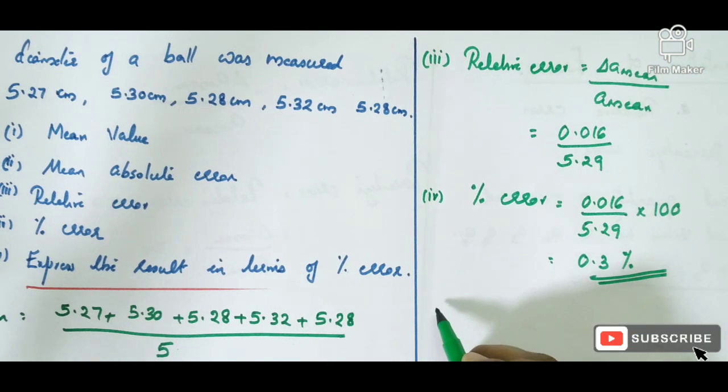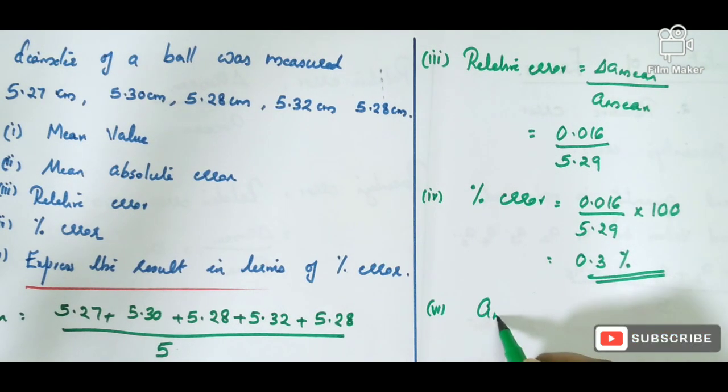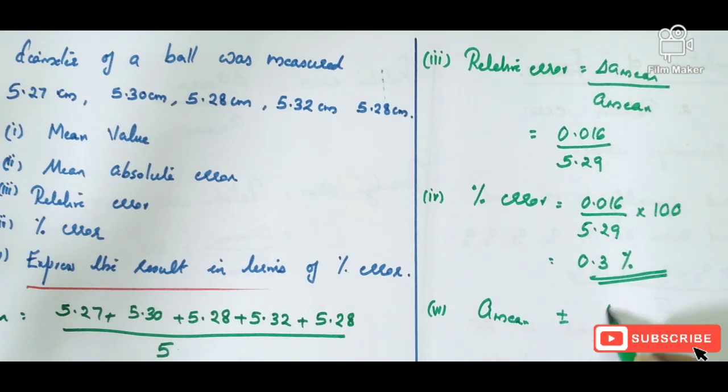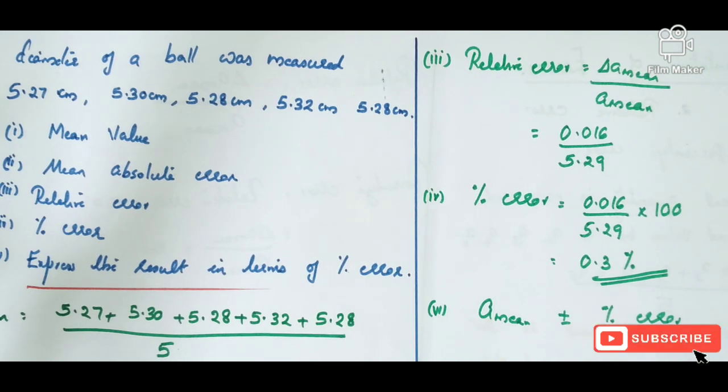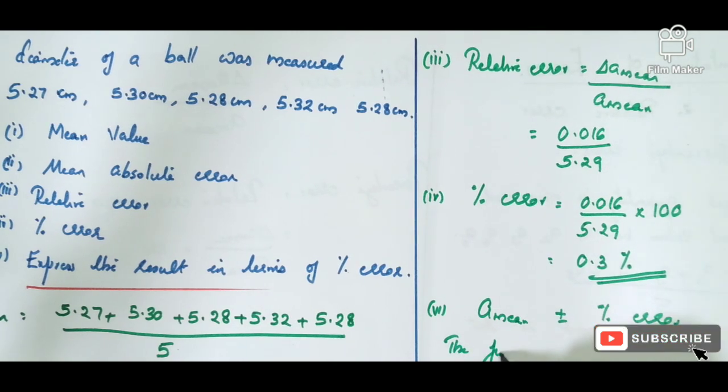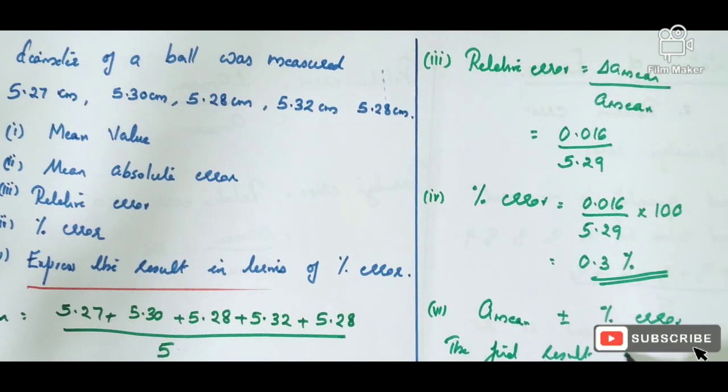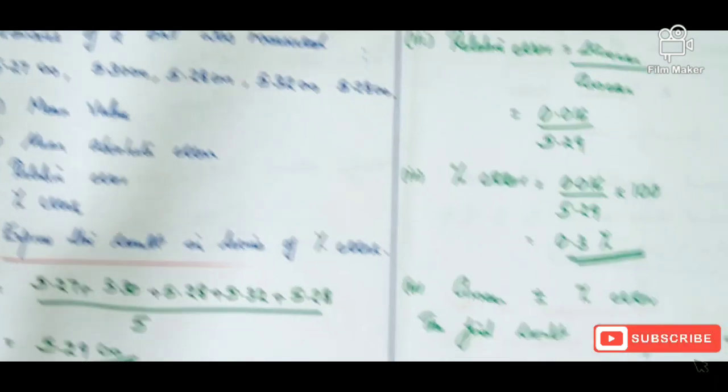The method is A mean plus or minus percentage error. In the explanation I have given how you express the final result in terms of the absolute error, that is A mean plus or minus delta A mean. Here, in terms of percentage error, the final result can be reported as A mean plus or minus percentage error. This is the method of reporting the final result in terms of percentage error.